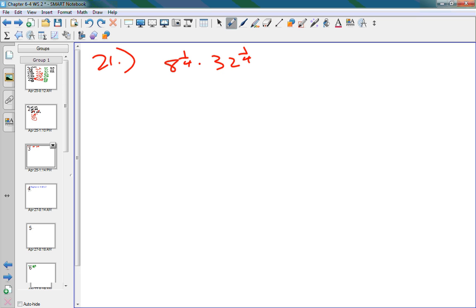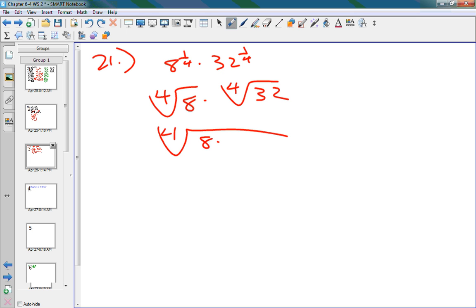Write those radicals. The 4th root of 8 times the 4th root of 32. Marry them. The 4th root of 8 times 32. Well, I know 8 is a perfect cube, because what number multiplied by itself 3 times is 8? 2. What's 32? 8 and 4.